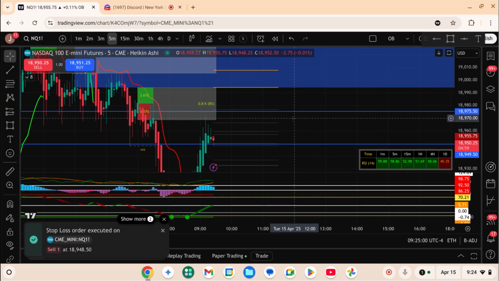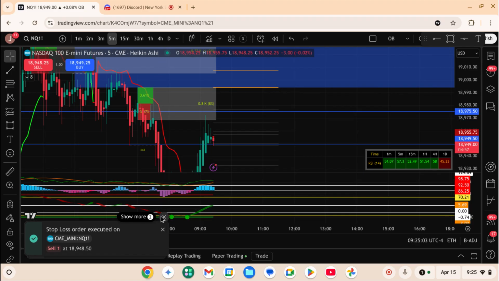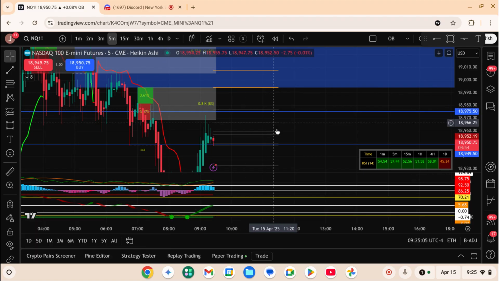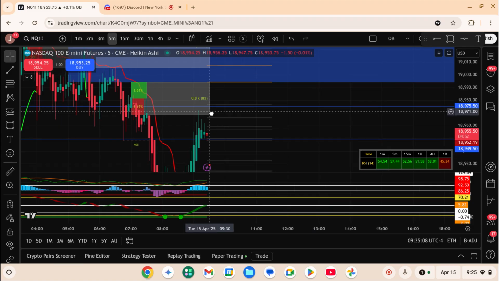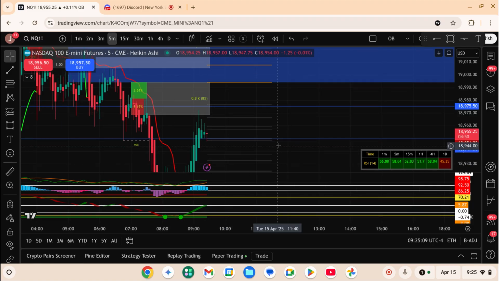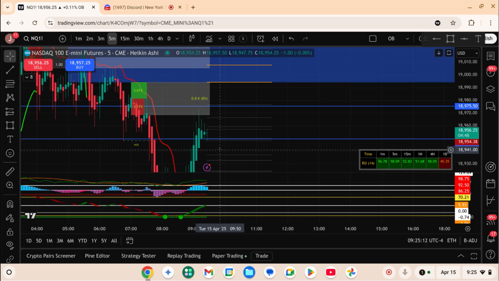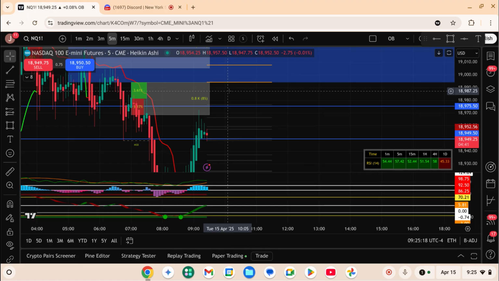And I did say we'll hold. Oh, I got stopped out. I was just about to say we'll hold it until like 5 minutes before market open, but it stopped us out right there. And we'll do one more trade, and that'll be it. Maybe do one more trade.